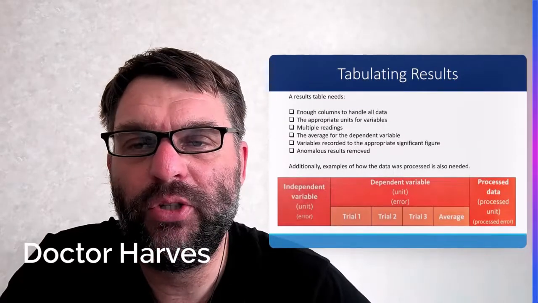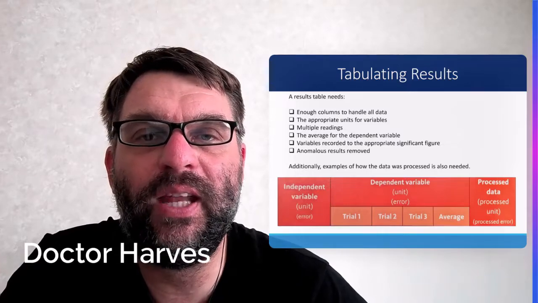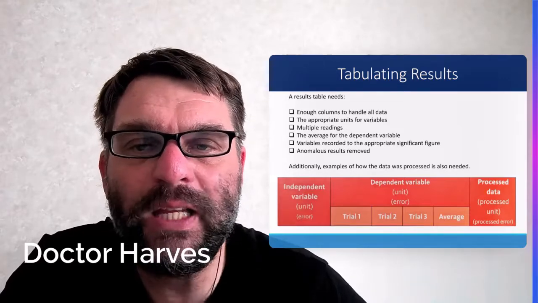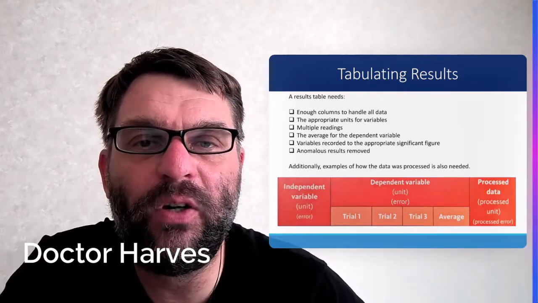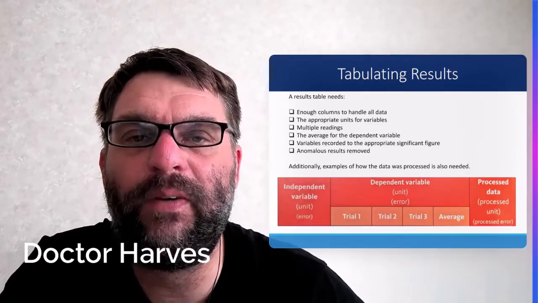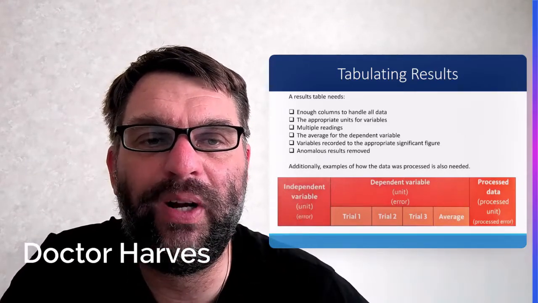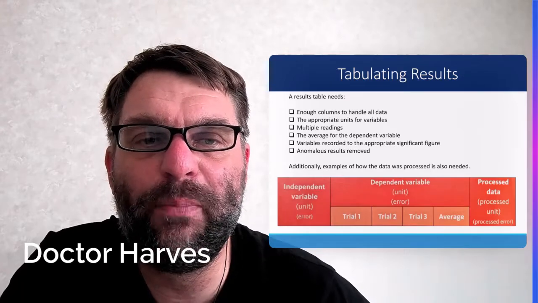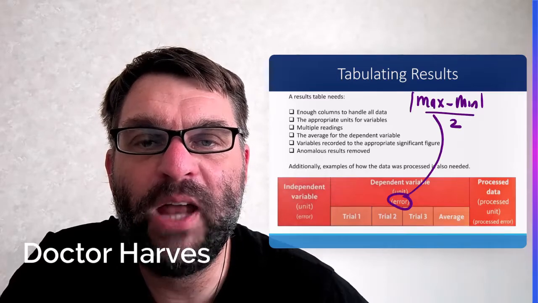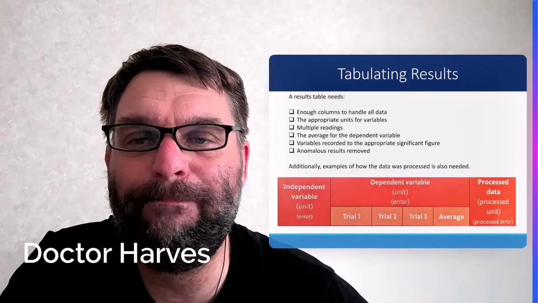Need a table. So on the first lesson, when you're collecting the data, make sure you have a table set up that has enough columns to handle all the data, the appropriate units for the variables, multiple readings of your independent and dependent variable, the average for the dependent variable, and variables recorded with the appropriate significant figure. And also for your table, the anomalous results are removed or at least highlighted. Notice also that your table requires to have the process data which you need for the second graph. Okay? And you need to provide examples of how your data that you've used in the table has been processed.